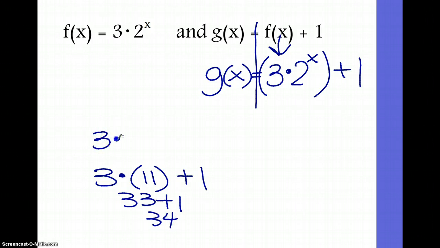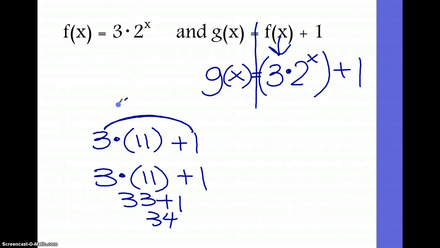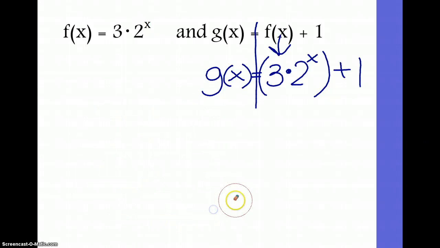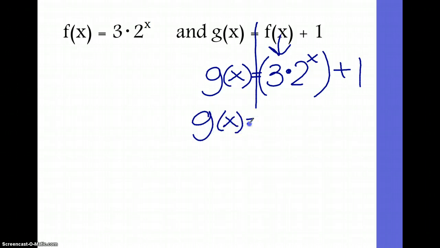If you have 3 times 11 with a plus 1, you can't put 3 and 1 together. 4 times 11 is not 3 times 11 plus 1. They are different. So there's no like terms to combine. All we can do here is just put them side by side. So g of x equals 3 times 2 to the x plus 1. That's it. That's all you can do.